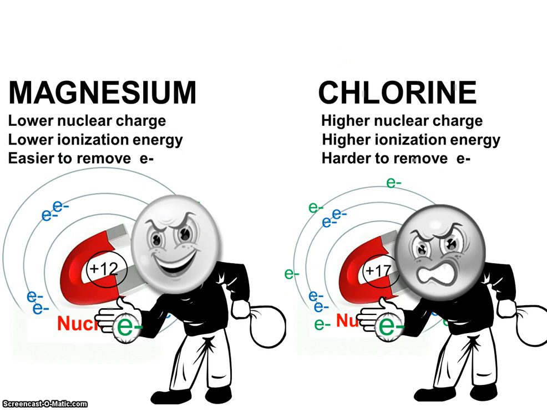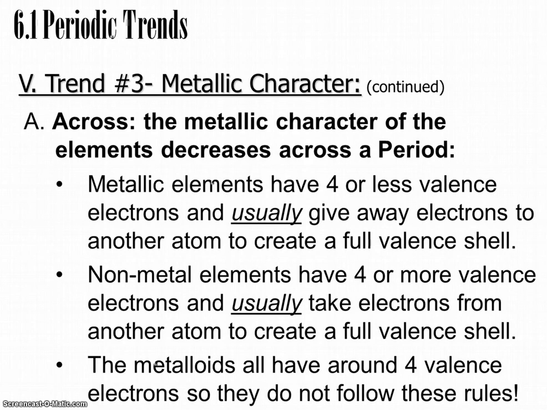So when we compare these two atoms, magnesium has the lower nuclear charge with fewer protons. It therefore has a lower ionization energy, and it makes it easier to remove its electrons. Chlorine has the higher nuclear charge because it has more protons. It therefore has a higher ionization energy because the electrons are being held onto more tightly, and they are harder for another atom to remove.